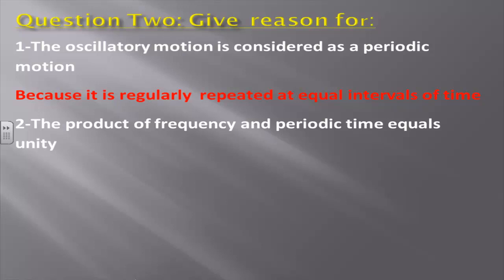Question number 2. The product of frequency and periodic time equals unity, meaning it equals 1. Why? Because frequency is inversely proportional with periodic time, as we said before that F equals 1 over T. Very good.